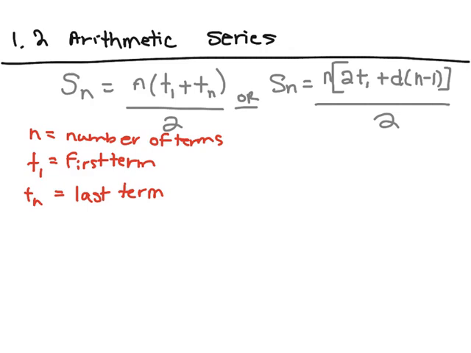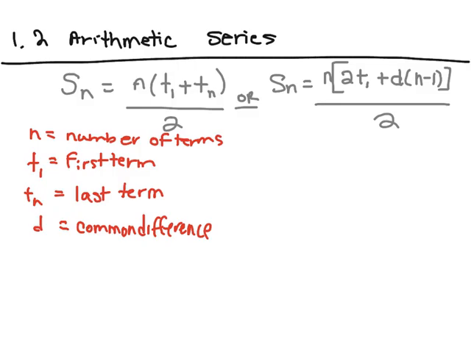And for the second equation, we have the sum of all of the n terms is equal to n bracket 2 times the first term plus d, our common difference, multiplied by n minus 1, divided by 2. So depending on which information you're given will determine which formula is easiest to use.